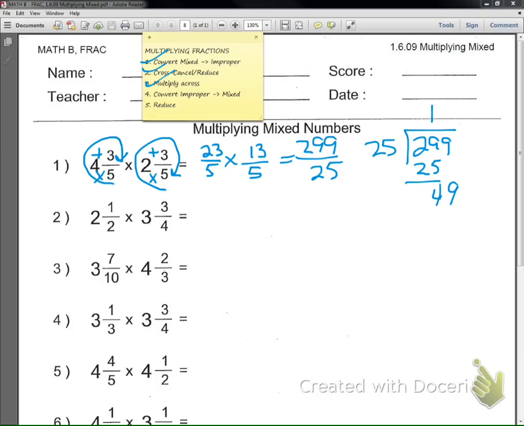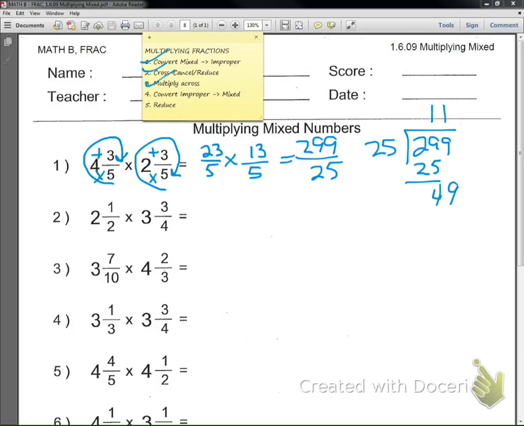Then I need to ask myself, how many times can 25 go into 49 without going over? Well, 49 is pretty close to 50, and I know there's two 25s in 50. So I'm going to try multiplying by 2. 2 times 5 is 10, carry your 1. 2 times 2 is 4, plus 1 more is 5, so 50. Oh, that's just a little too big, so we need to take it down. It was just an estimate. So I'm going to try 1.